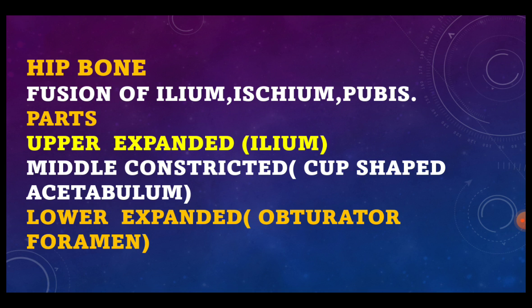Hip bone is a fusion of ilium, ischium, and pubis. It consists of three parts. One is the upper expanded part, that is the ilium. Middle constricted part is the cup-shaped acetabulum, and the lower expanded part, that is obturator foramen. Ilium, upper expanded, and the middle is the acetabulum, and lower part is the obturator foramen. These are the parts of the hip bone.